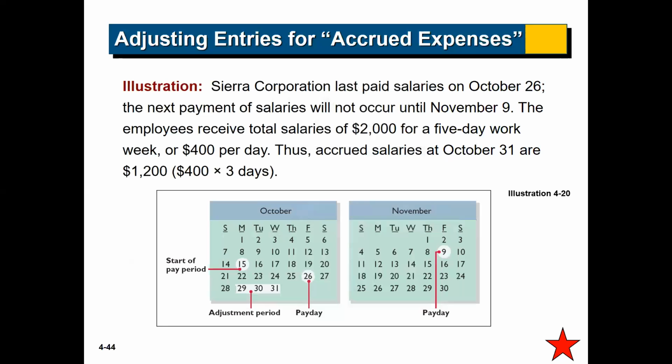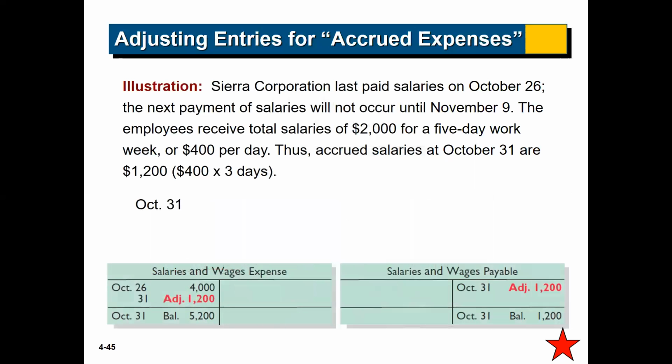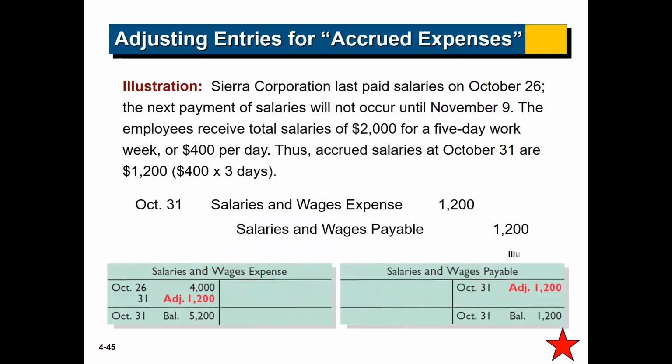The reason why we're doing this is because of the expense recognition principle. These employees have worked the 29th and the 30th and the 31st of October, and that means they were working towards revenue generation. So the money you earned in October needs to be linked to the manpower that you had in that same month. So the entry is debit salaries and wage expense $1,200, and then credit salaries and wages payable $1,200.